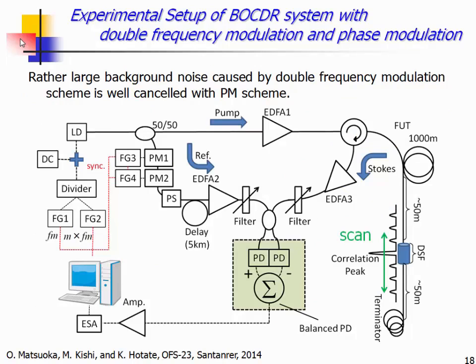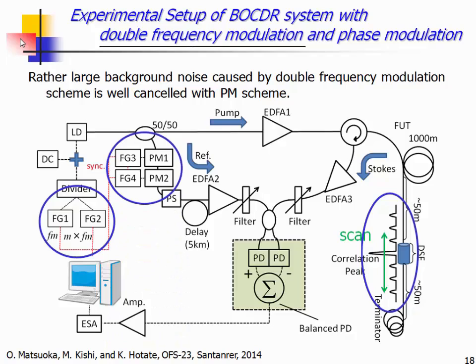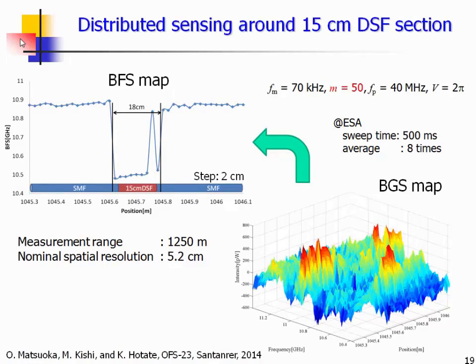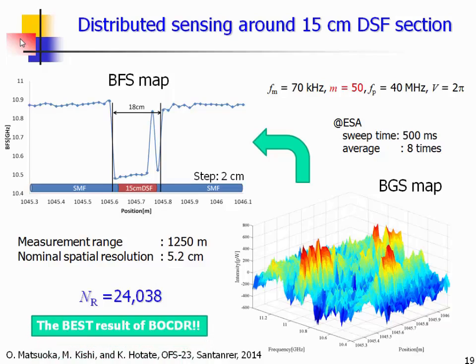Recently we applied several technologies to enhance the function of this BOCDR technology. By using two modulations of the frequency, we could get this kind of correlation peak, and this means that we can enhance the measurement range. Additionally, we use phase modulation on the reference light wave, and by using this, we could reduce the background noise. Totally, we could get this kind of data. In this case, the nominal spatial resolution was 5.2 centimeters, and the total measurement range was 1,250 meters, and the ratio was 24,000. This is, I think, the largest demonstration in our research group.